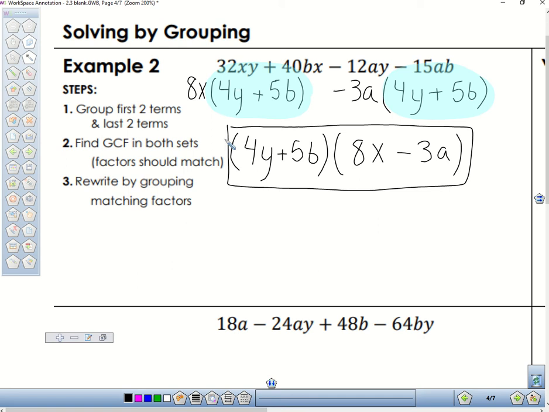So that gives me 8xz minus 3az. Well, what can I factor out of both of those terms? What do they have in common? A z. So I can factor the z out. And when I do that, I'm left with 8x minus 3a, right? Well, we know that z is equal to this, right? So if I go back and replace it, that leaves me with 4y plus 5b times 8x minus 3a. So basically, instead of factoring out a number or a letter, I factored out a whole expression in parentheses, which looks weird, but it's the same thing. Does that make more sense now? Okay.